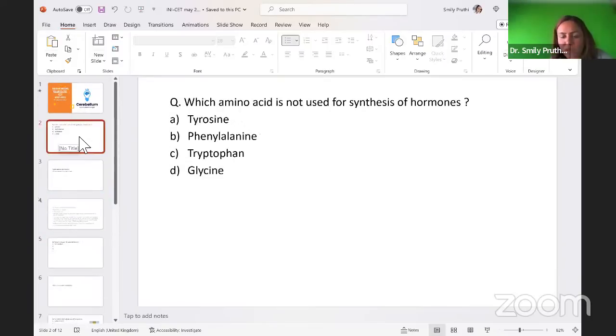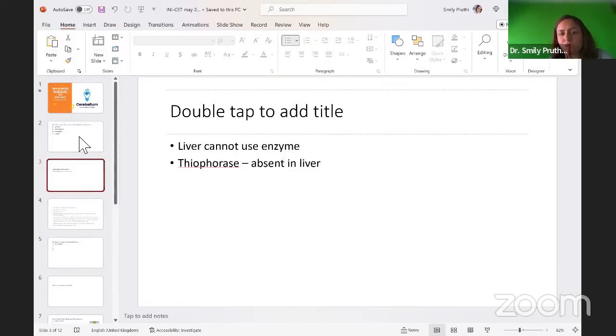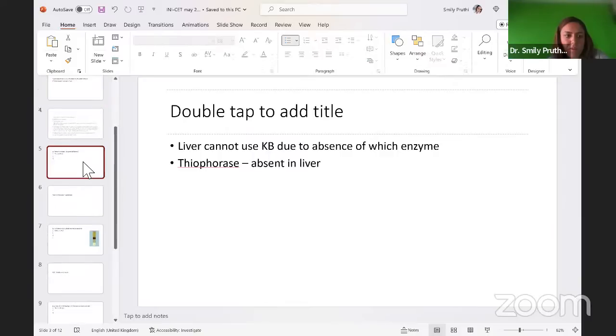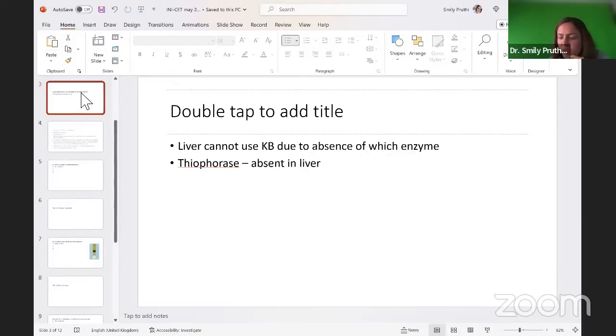Let's start again. So what is this question exactly? Liver can't use enzyme. Okay, liver can't use ketone bodies due to absence of which enzyme? Due to absence of which enzyme? Right. Other option? What were the other options, if you remember?